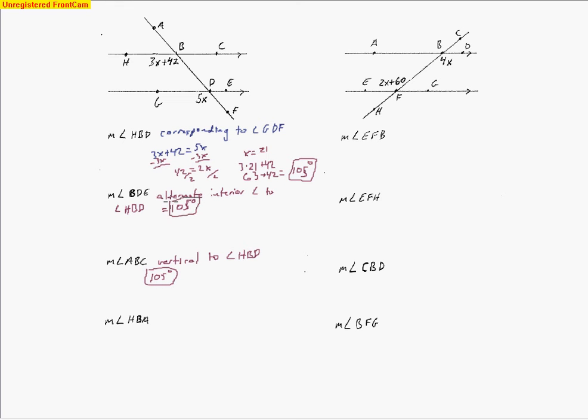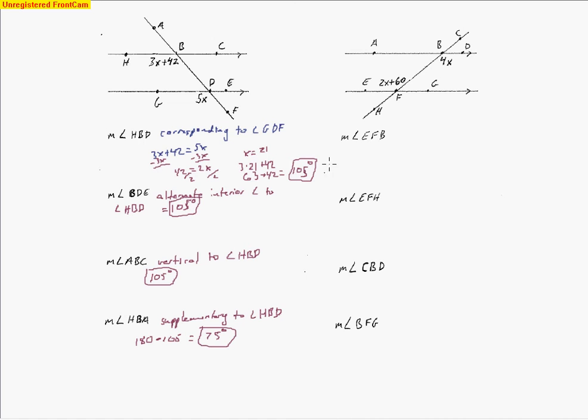And let's take a look at our last one here from this example, HBA. So HBA, it's this little angle right here, but I know that HBA and HBD form a straight angle. So I'm going to say supplementary to angle HBD. And so what I'm going to do is take 180 and subtract 105, and that's what the HBD was. And so when I subtract those two angles, that's going to give me my number, 75 degrees.